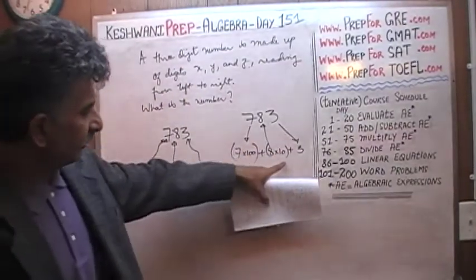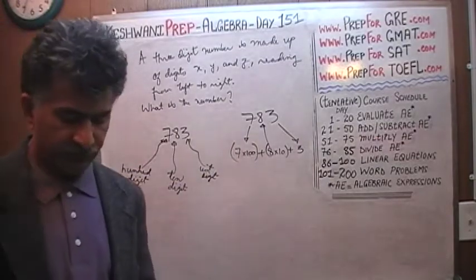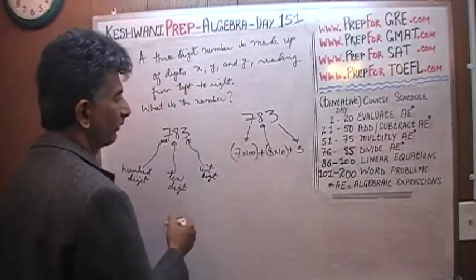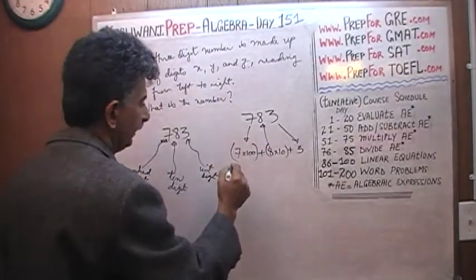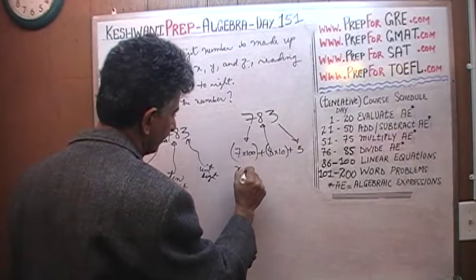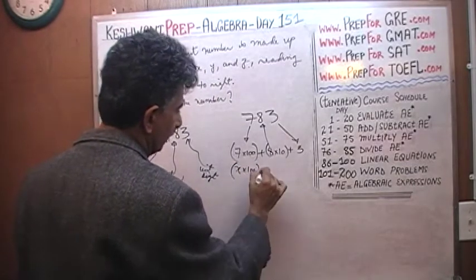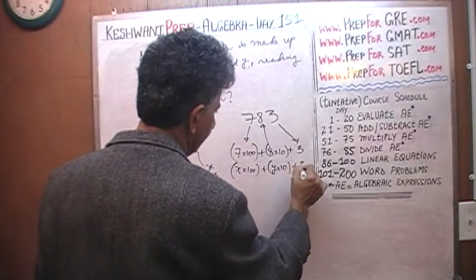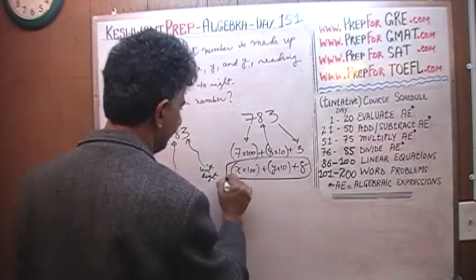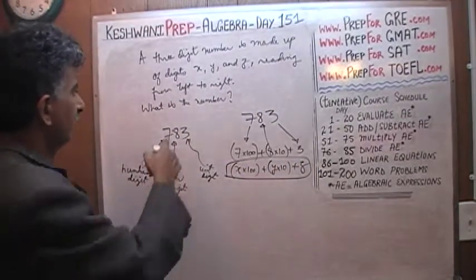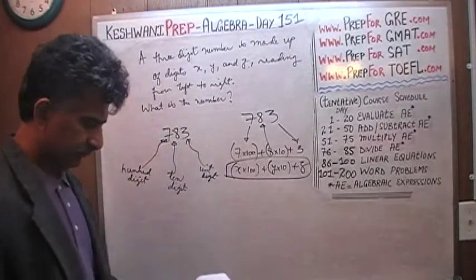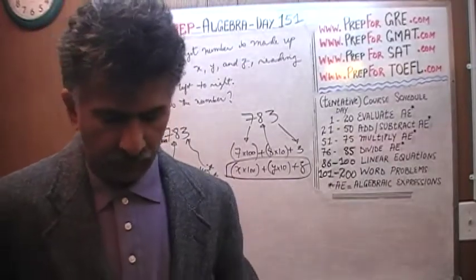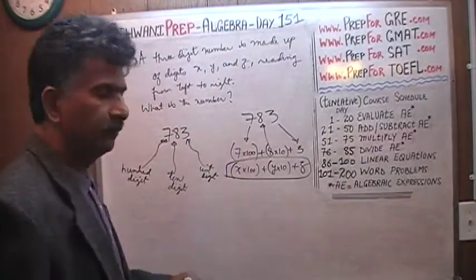This is somehow how we have to express our three-digit number. So if it is x, y, and z reading from left to right, then the leftmost is x, which is x times 100, plus y, which is y times 10, plus z. This is our 3-digit number. The 3-digit number that they're asking, what is the 3-digit number? The answer is this. The 3-digit number is x times 100, plus y times 10, plus z.